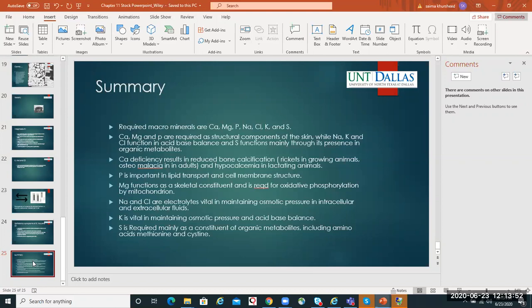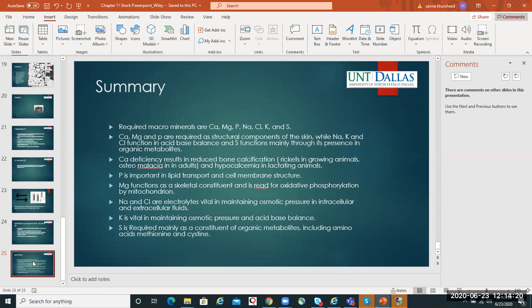We talked about magnesium, which functions as a skeletal constituent and is required for oxidative phosphorylation by mitochondria of heart muscles or any other tissues. Sodium and chlorine are electrolytes that are vital in maintaining osmotic pressure in intracellular and extracellular fluids. Potassium is vital in maintaining osmotic pressure and acid-base balance.